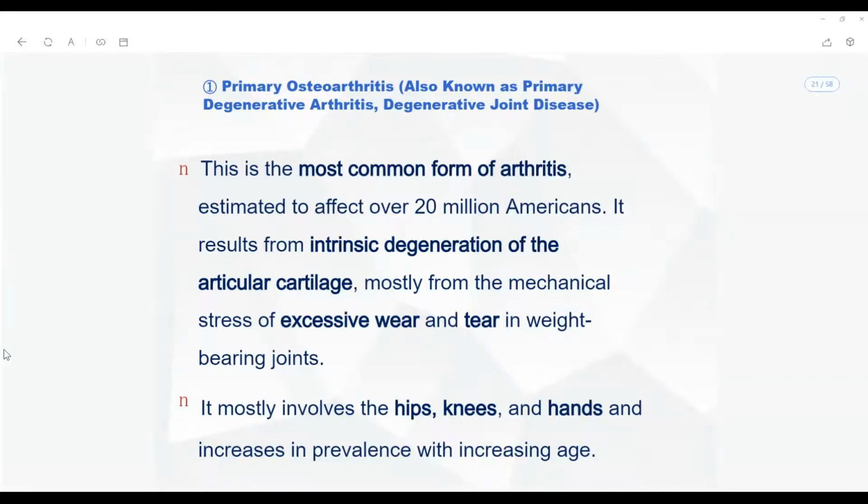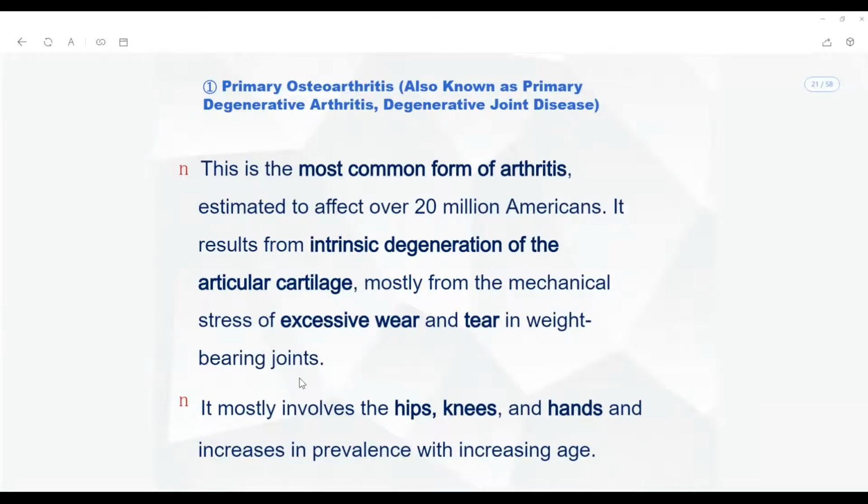It mostly involves the hips, knees, and hands. All the distal joints, that is osteoarthritis. Try to remember it that way. And there is an increase in prevalence with the advancement of age, so an increase in age increases the prevalence, and it is mostly seen along the hips, knees, and hands. Did you understand this?